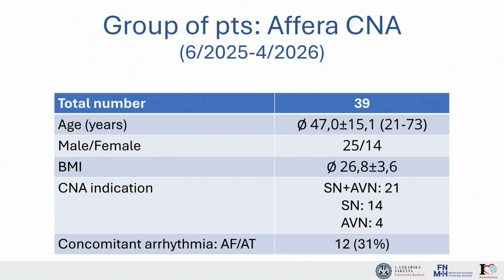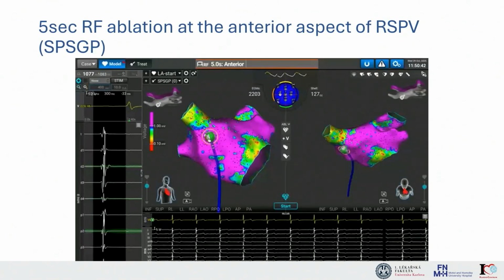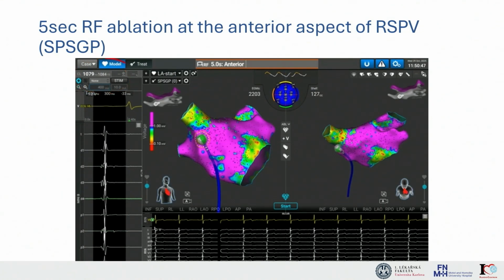There were also some patients, about a third of our cohort, where we use this catheter mainly for ablation of AFib or AT, and we use it together for cardioneuroablation. So it was a concomitant procedure. So this is an example, left atrium anatomy created with this system.